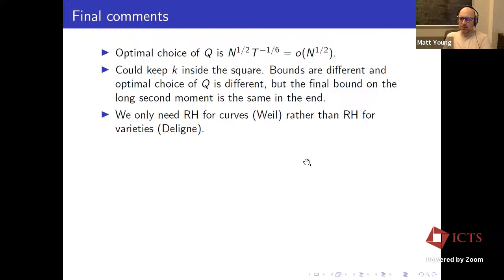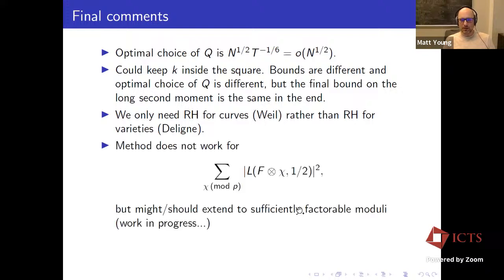Another comment: we only needed the Riemann hypothesis for curves via the bound for these twisted Kloosterman sums, whereas the earlier method used the Riemann hypothesis for varieties. Not that there's anything wrong with that, but it's more complicated. Another side comment: if you try to apply our method to a sum over Dirichlet characters mod p, like twisted L-functions, then it doesn't work at all. But if you look at moduli that are sufficiently factorable, then you might try to apply our method to that situation. There's some work in progress on that, but I won't announce anything, just to say there are people working on this.